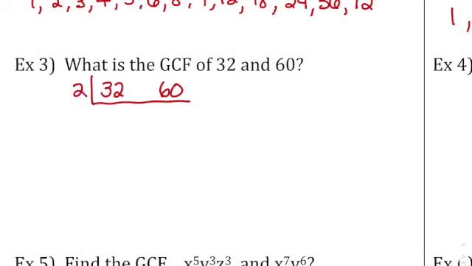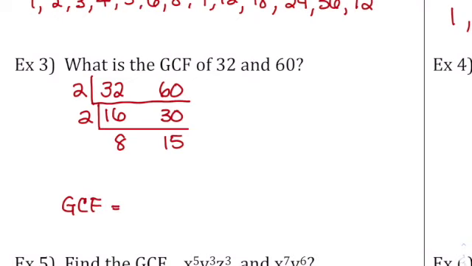Now 32 divided by 2 is going to give you 16. And then 2 going into 60 gives you 30. Because they're even numbers, we can try to divide by 2 again. If you divide by 2 again, because they are both even, you get 8 and 15. You need to decide, is there any number that can divide into both 8 and 15? Since they don't have anything in common, you are done with your GCF.